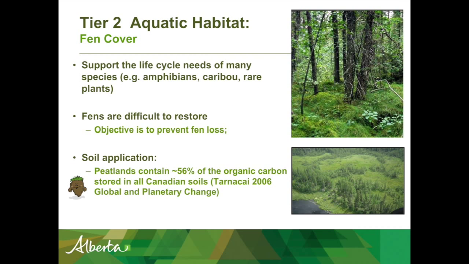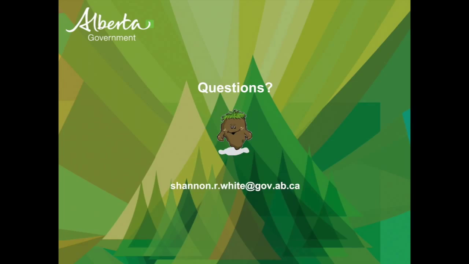And the final indicator that we're doing a review of is fen cover. Fen is a type of wetland, supports the life cycle needs of many species, and they're very difficult to restore, and so the objective is to prevent the loss of fens. Soil application is that peatlands contain more than half of the organic carbon that's contained in all Canadian soils. And I did have a slide put in here which was the state of the BMF currently.